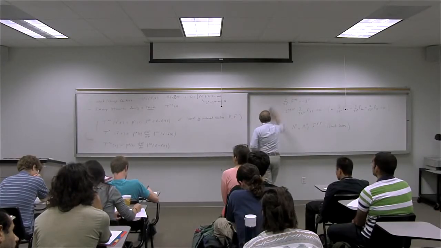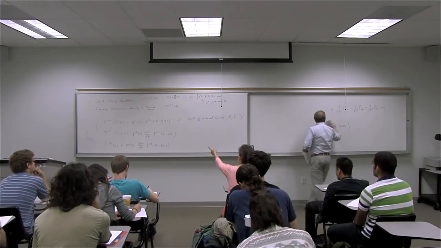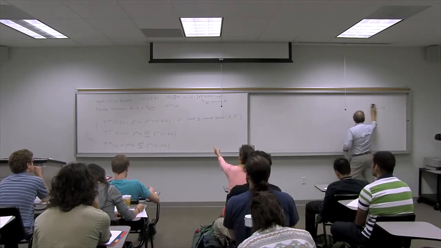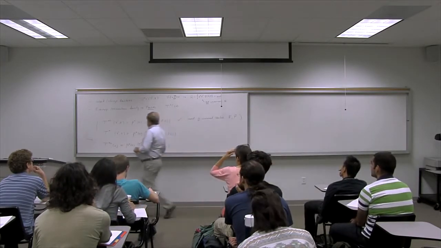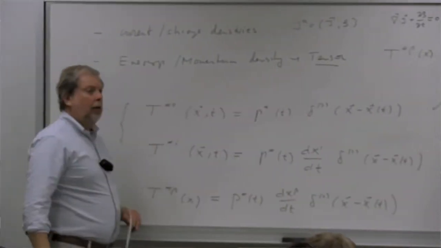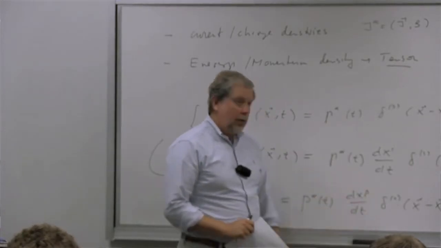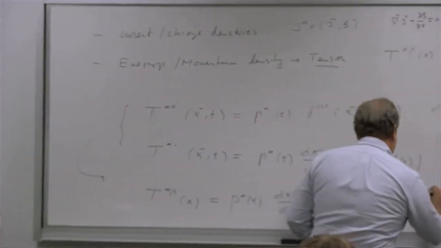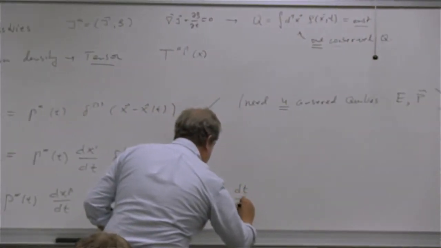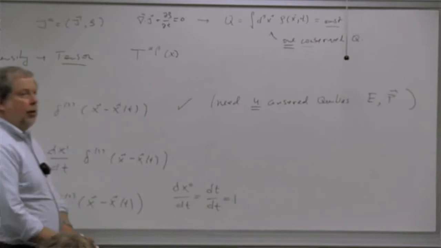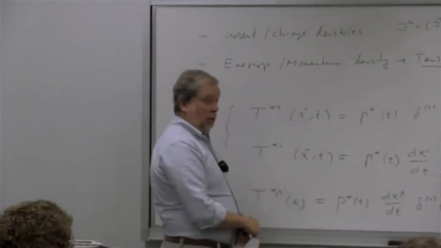So, yes? Yeah, it has dt by dt, which is 1. If you bring this back to the previous one, you get dx naught by dt, right? So dx naught by dt is equal to dt by dt, which is 1. Okay, so there's a 1 here. Okay, so it works well.